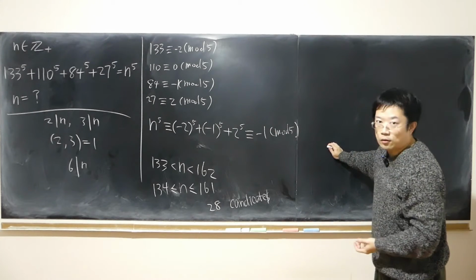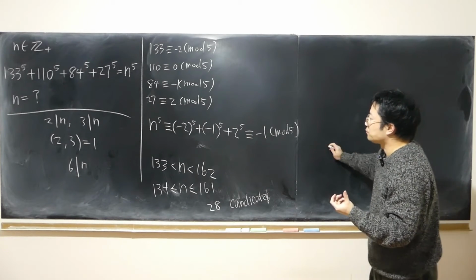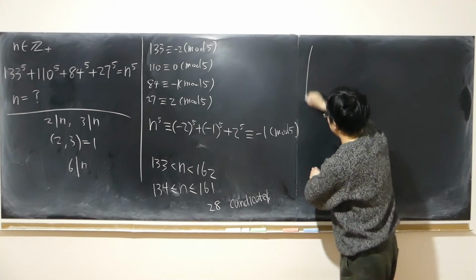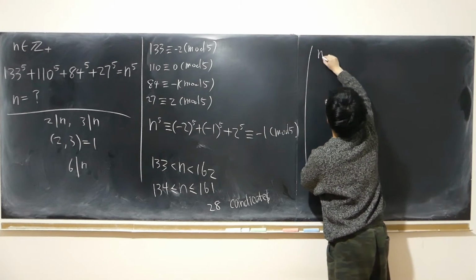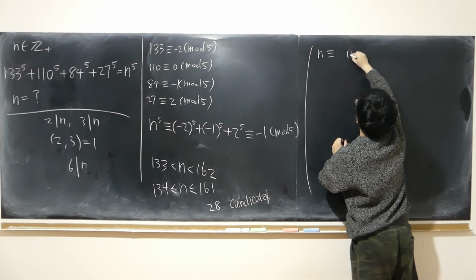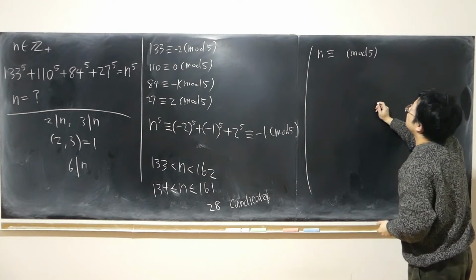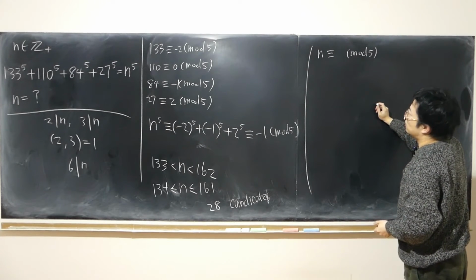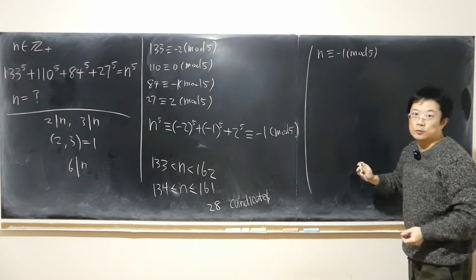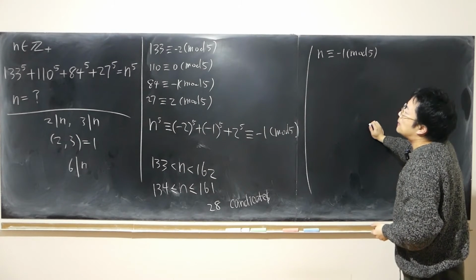So you can try all the possibilities, right? You can try if n is congruent to 0, 1, 2, 3, 4. So skip all the details. The only possibility is that n has to be congruent to 4, in other words, -1 as well, mod 5, right? That's the conclusion, just quickly. So what can we learn from here?